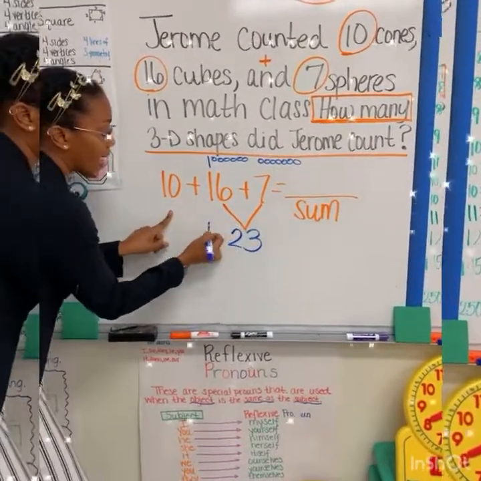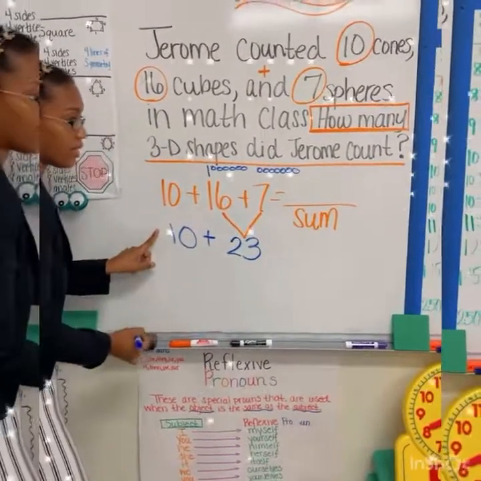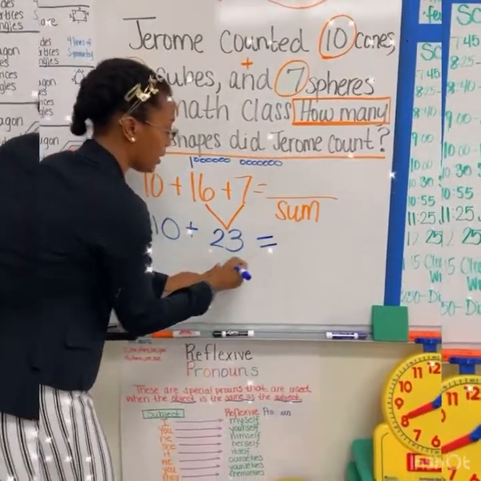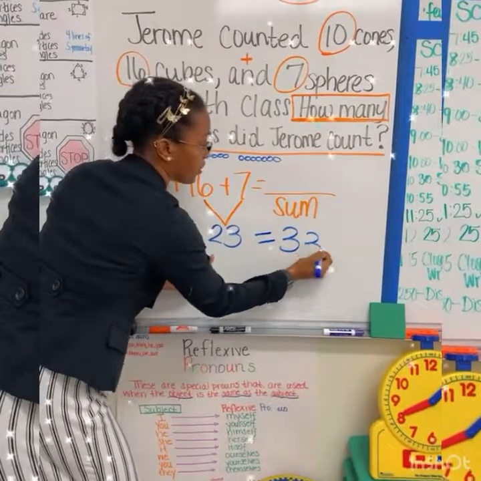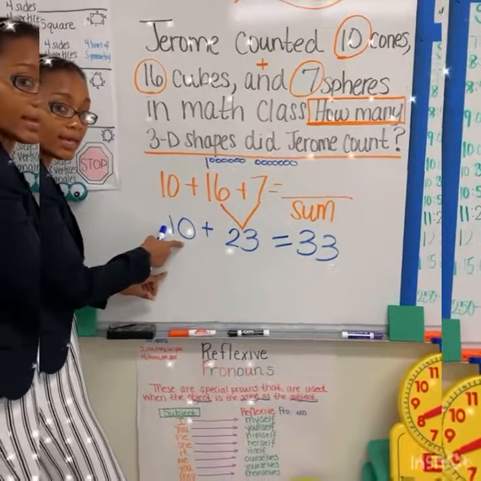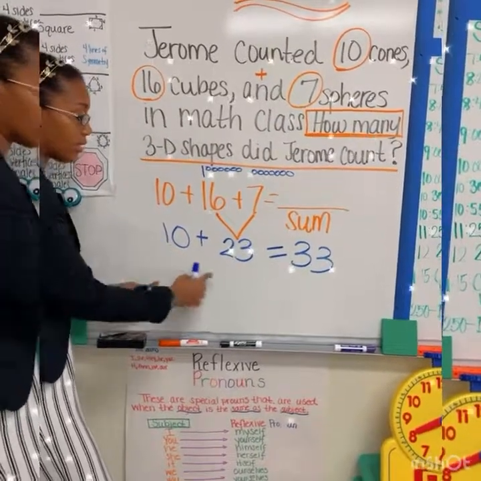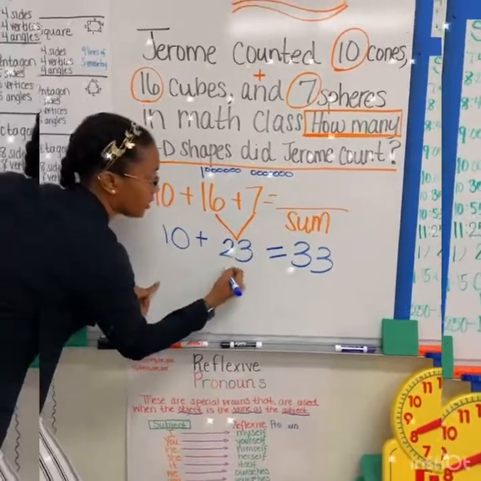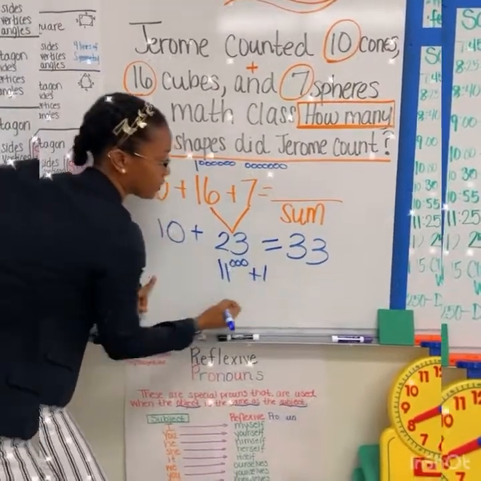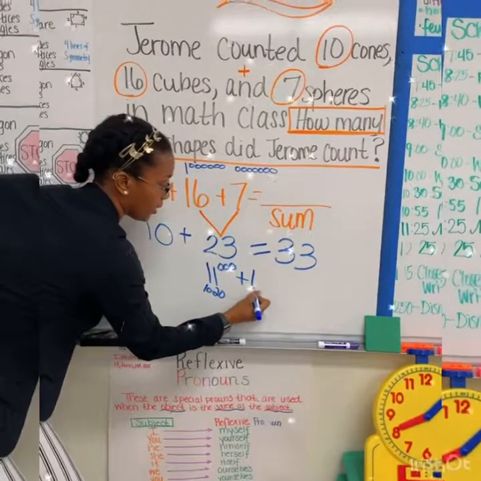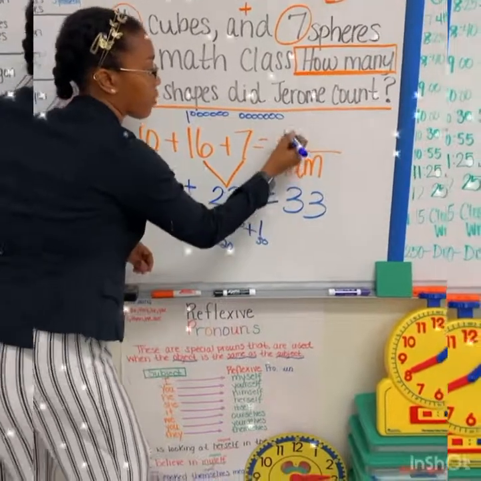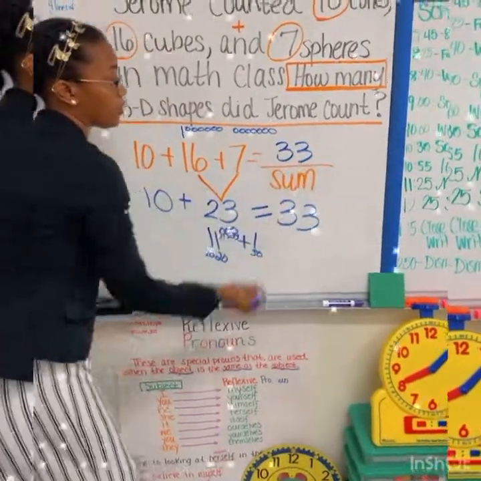Now I need to add back this 10 to find my sum. 10 plus 23 is going to be 33 because this is my tens place and I'm adding 1 ten. If you don't know how to do it that way, simply start at 23, 10, 20, 1, 2, 3, and add a 10, plus 10. 10, 20, 30, 31, 32, 33. Therefore, my sum is 33.